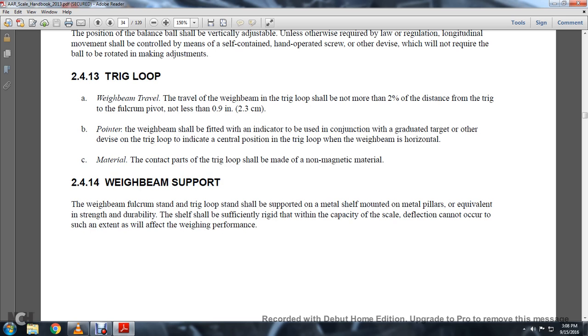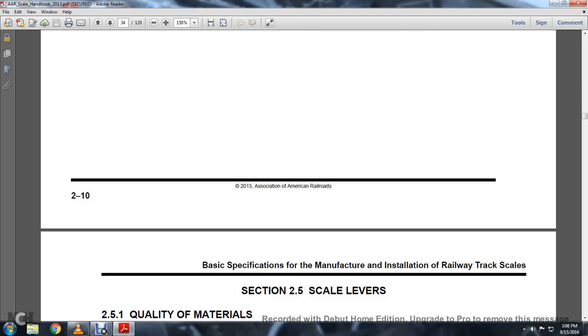2.4.14 Way beam support, the way beam fulcrum stand. The trigger loop should stand supported with the metal shelf mounted on the metal piers equivalent to the strength of the durability. The shelf should be sufficiently rigid with the capacity so that no deflection can occur to such an extent as will affect the way performance.